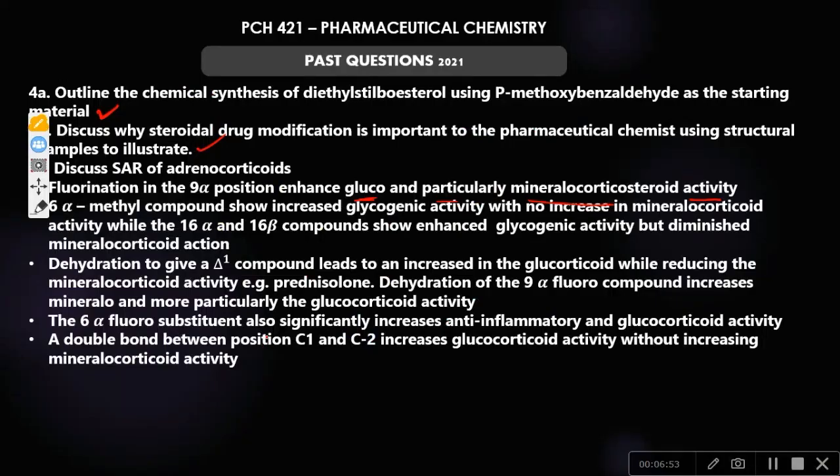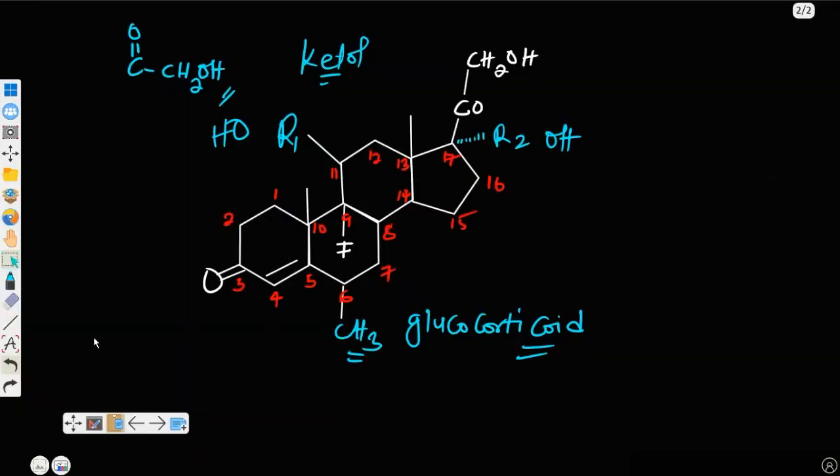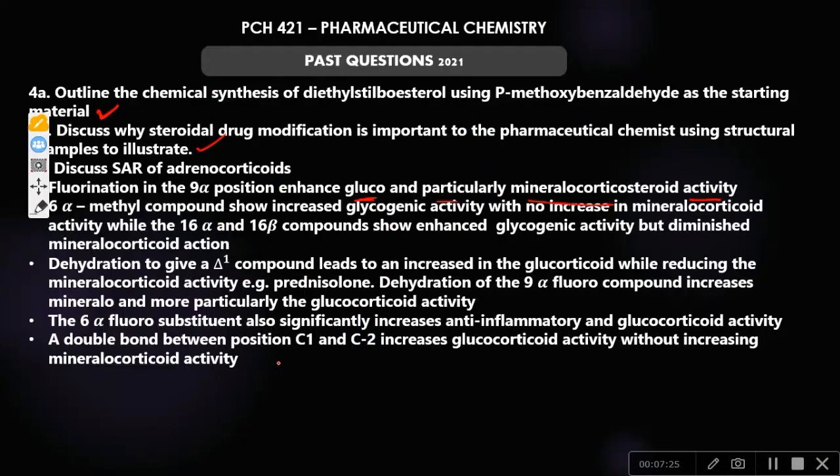So that is that. Now, all these other ones, they are stories. Just know at least some. Dehydration to give a delta 1 compound leads to an increase in the glucocorticoid activity while reducing the mineralocorticoid activity. Now, what do we mean by that? If you have a situation where this double bond moves to this position number 1, are you getting it? It gives high glucocorticoid activity as compared to mineralocorticoid.